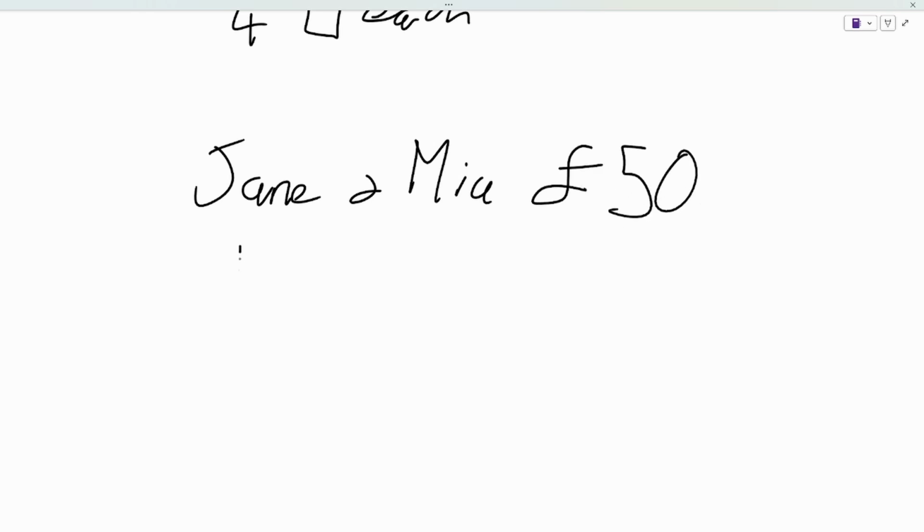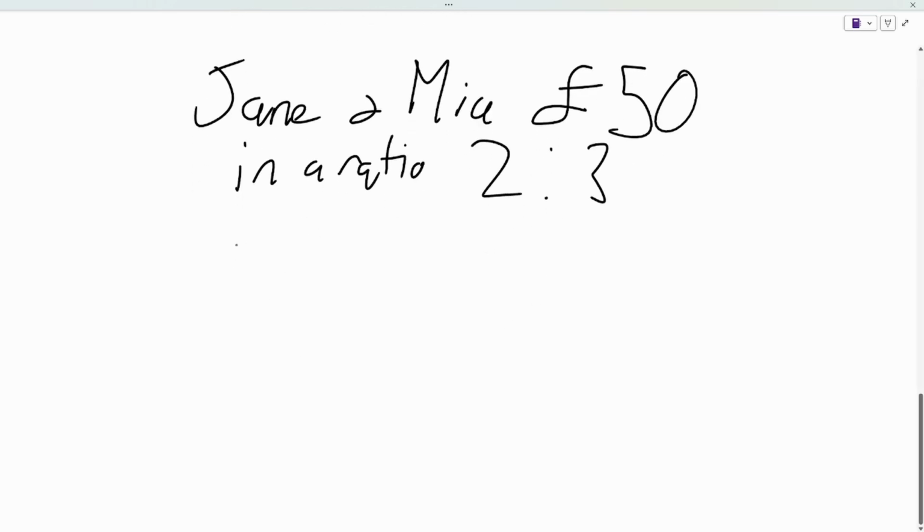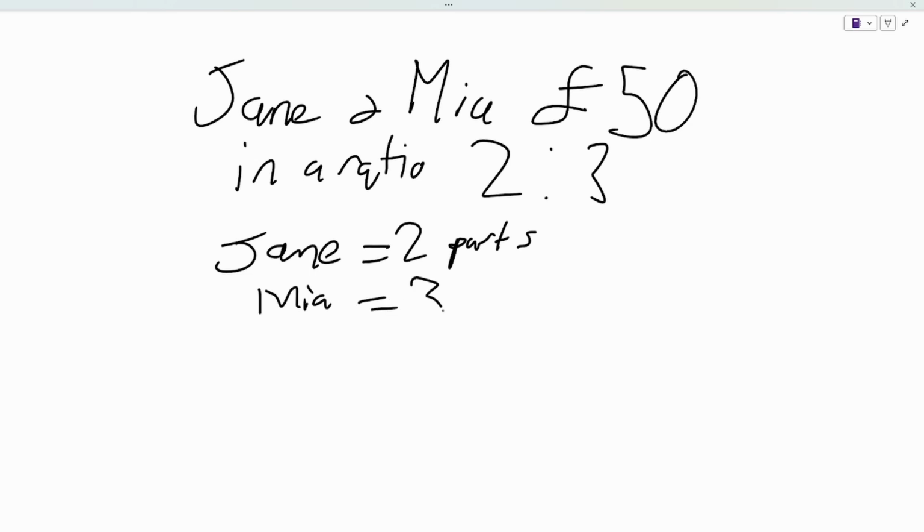Let's say Jane and Mia want to split £50 in a ratio of 2 to 3. So the way we work out who gets what is that the first person mentioned corresponds to the first number mentioned. So Jane is 2 parts and Mia is 3 parts.